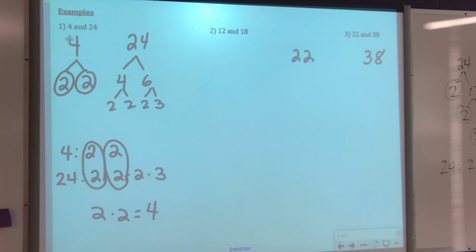All right, so 22 and 38 may not be as obvious as 12 and 18. The factors of 22 and 38 might not come as readily to you as 12 and 18. That's why I want you to look at numbers that might not come as easy to you. Okay? So, 22. What do you know about 22?